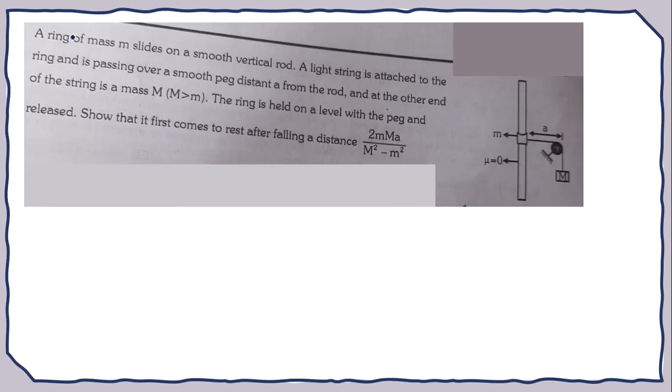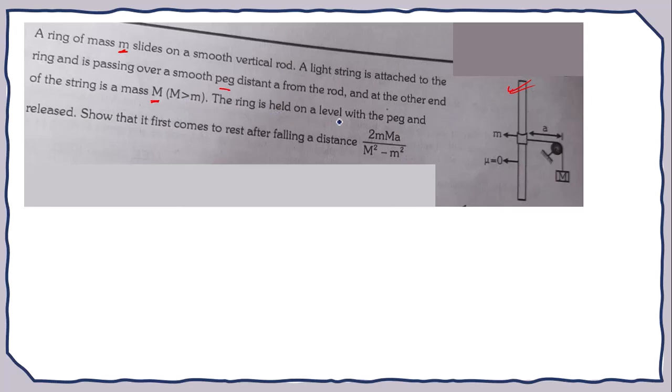So here there is a ring of mass small m that slides on a smooth vertical rod. So this is the vertical rod, and along it the ring is sliding. There is a light string attached to the ring, which passes over a smooth peg at a distance of a from the end, and then passes through a pulley. To that pulley, the capital M mass is held. It is given that the capital M mass is greater than small m.